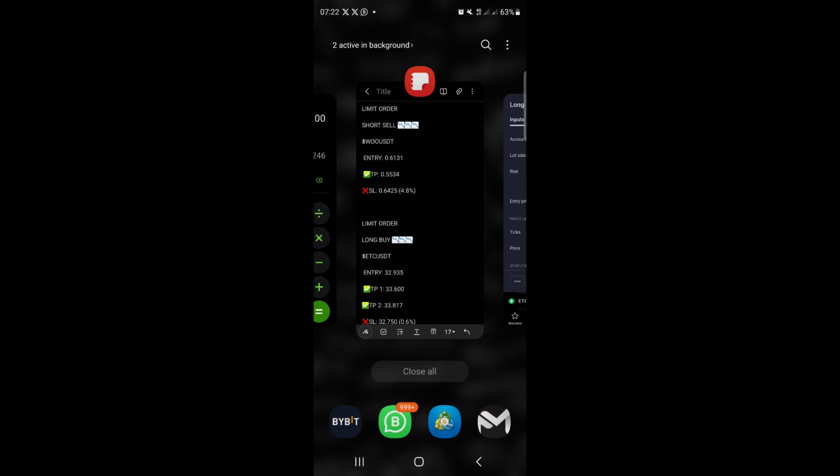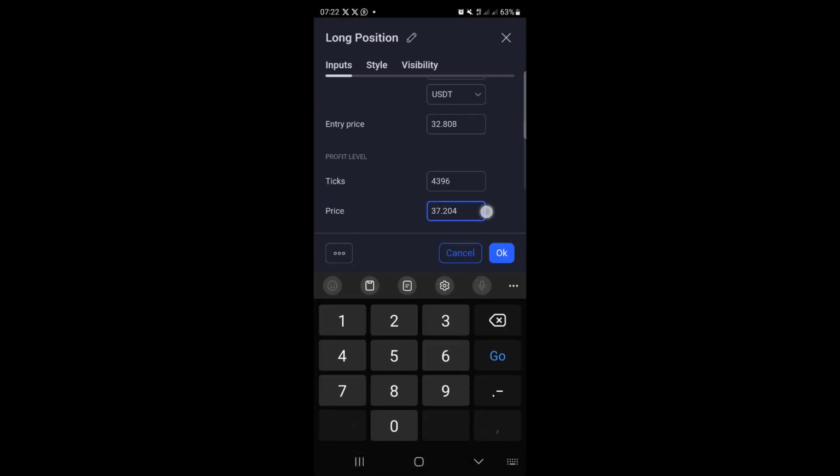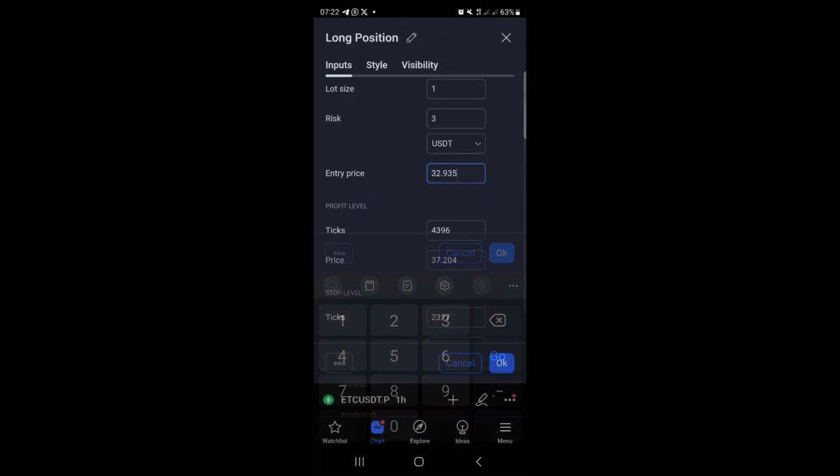The entry price here is 32.935. Don't make a mistake, entry price 32.935. Your profit now, I brought this order that has two take profits to explain how you can use it. So when you see multiple take profits like that, you're going to use the last take profit. If you see TP1 to TP4, you're going to use TP4. If you see TP1 to TP2, you're going to use TP2 as your take profit. So you are going to be using TP2, which is 33.817.